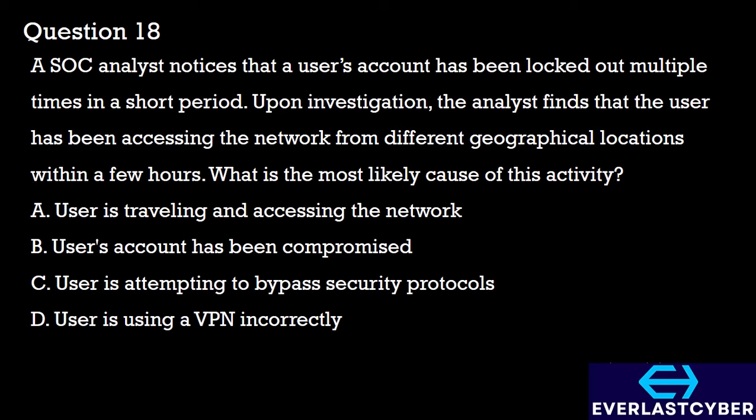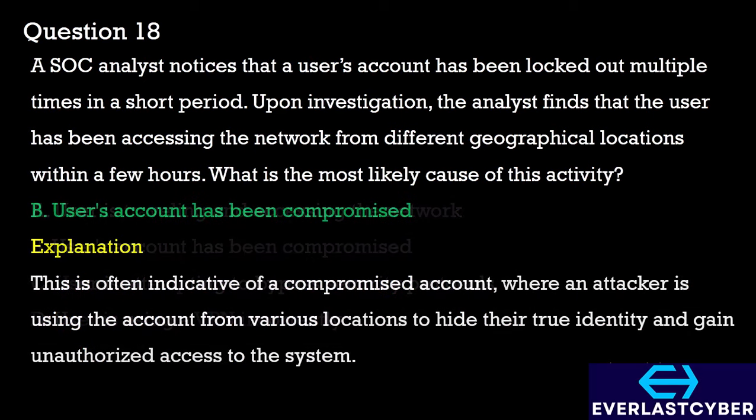For option C, there is no evidence in the scenario that the user is intentionally attempting to bypass security protocols. And for option D, incorrect use of a VPN might lead to connectivity issues. However, it does not result in multiple lockouts from different geographical locations in such a short time. So the likelihood here is option B, that the user's account has been compromised.